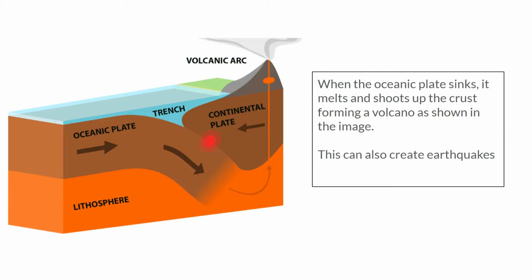Now, when the oceanic plate sinks, it comes in contact with magma. It starts to melt, and the heat causes it to rise up or even explode into a volcano. So, we know that in convergent plate boundaries, we can form volcanoes. This can also cause really huge earthquakes to form.